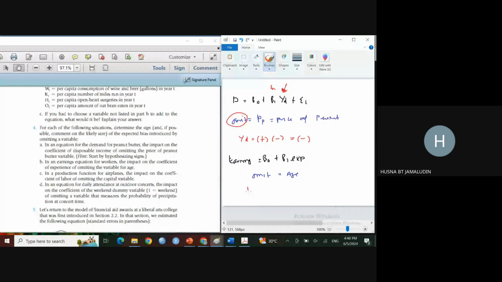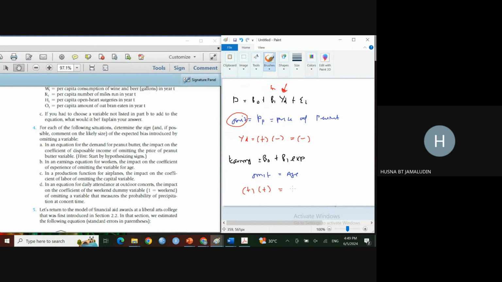Positive. You're assuming that when you have higher experience, higher earning. What is the sign of omitting the age? What is the sign of age? Also maybe positive. Yes. So let's assume that you don't know that age has a squared function, because this is chapter 4, and chapter 6. You haven't learned about the functional form. So for age, you assume that the higher the age, the elder they are, the higher the experience compared to those who are fresh graduates. So you are assuming that the age is also positive.